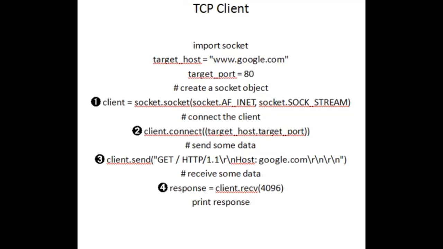We first create a socket object with the AF_INET and SOCK_STREAM parameters. The AF_INET parameter is saying we are going to use a standard IPv4 address or hostname, and SOCK_STREAM indicates that this will be a TCP client. We then connect the client to the server and send it some data. The last step is to receive some data back and print out the response. This is the simplest form of TCP client, but the one you will write most often.